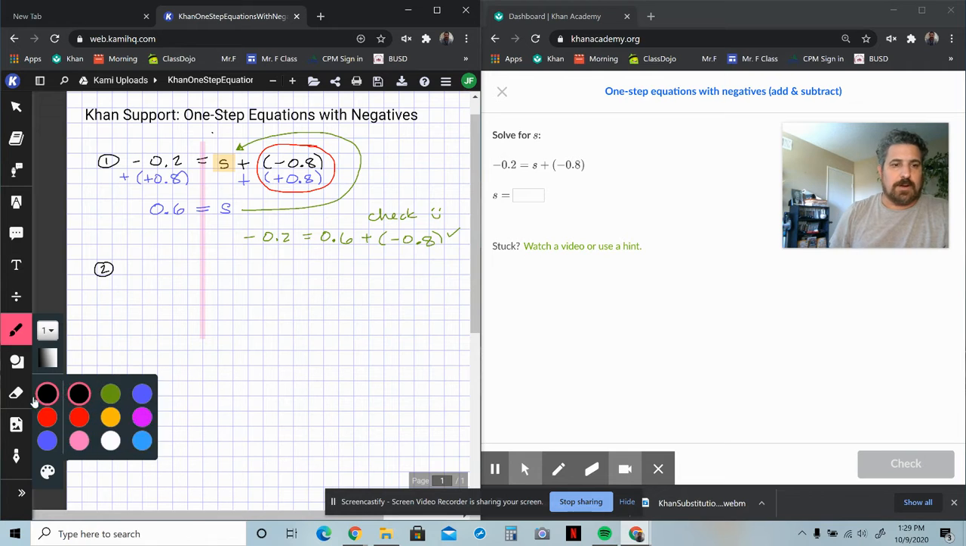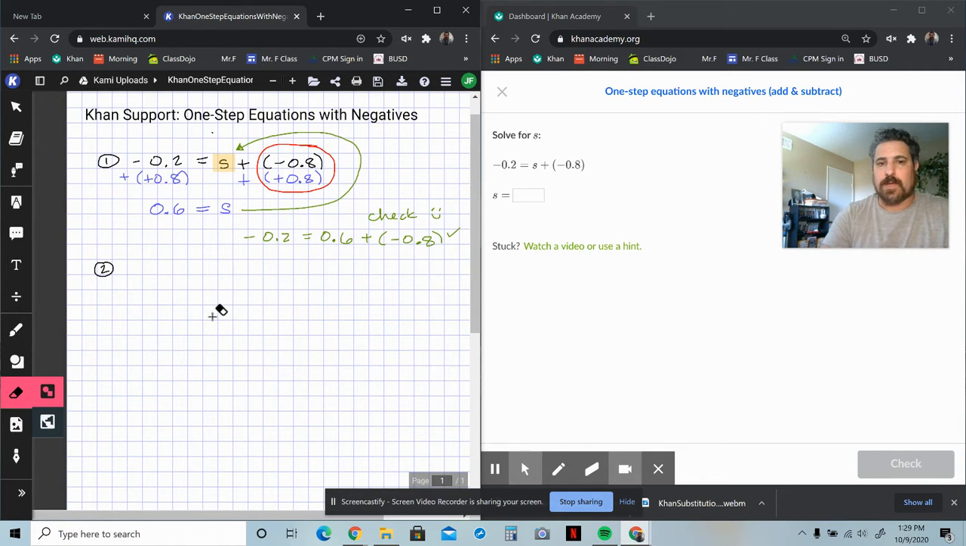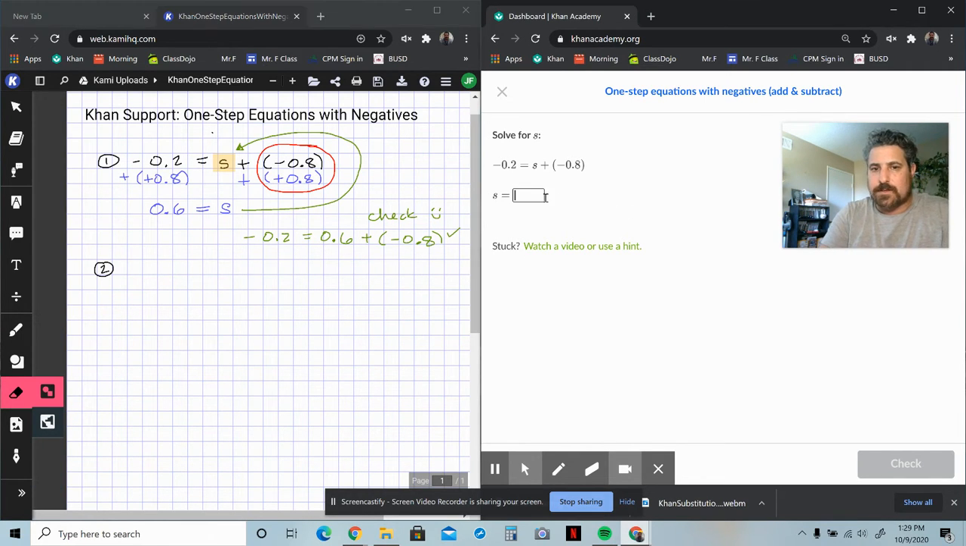So once we do that, I'm going to kind of erase this. We don't need it. Okay, let's do the next one. This is going to be a value of 0.6, so 0.6. There we go. Next one. This is 17 equals negative 14 plus k.